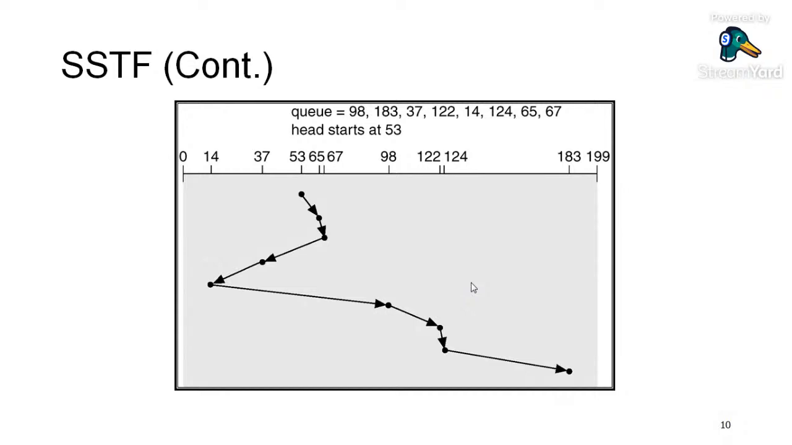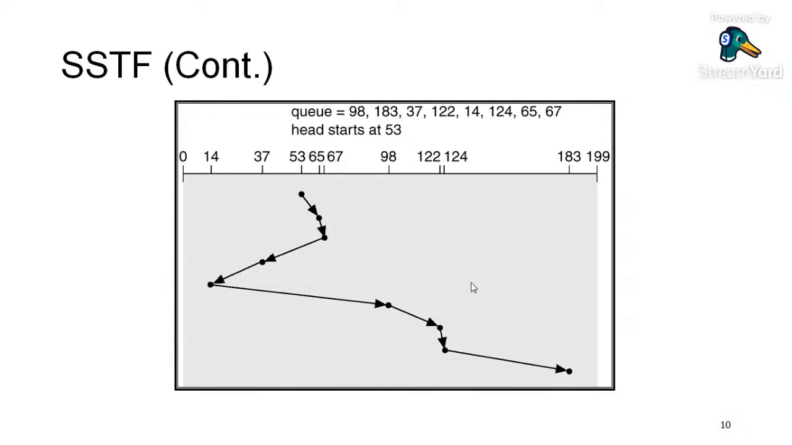It is going to first find out what is the minimum seek time. So 37 to 53 and 65 to 53, which one is minimum? The distance from 53 to 65 is minimum, so it is going to serve 65. Then from 65, which one is minimum? 67. So likewise it is going to calculate.